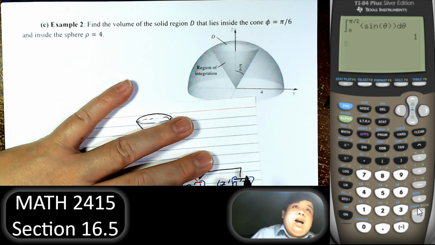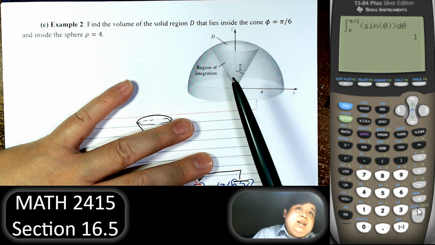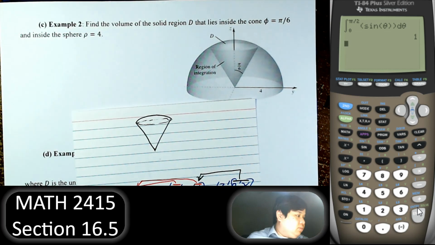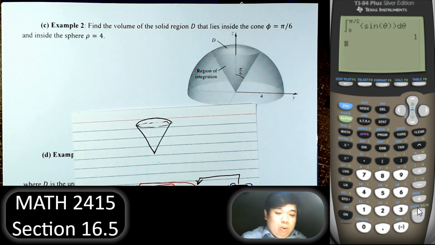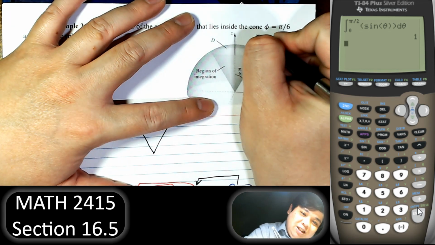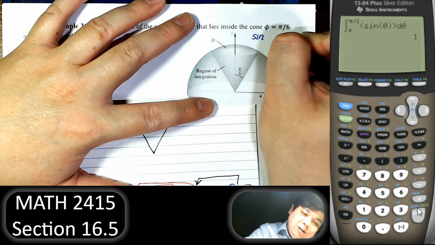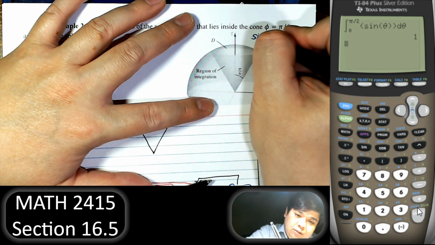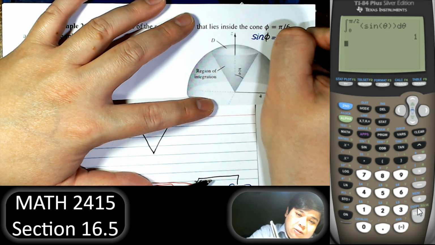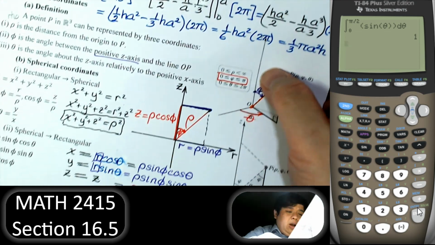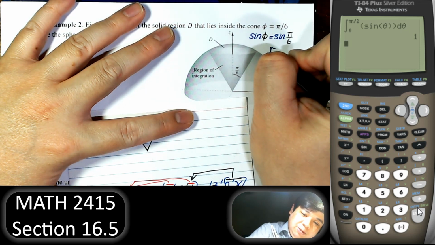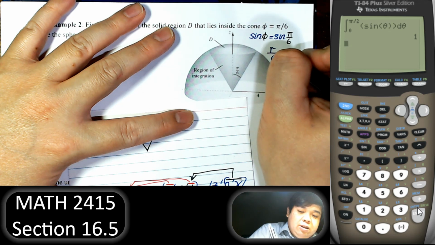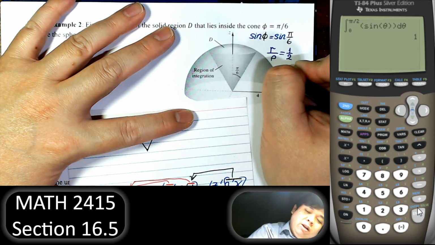If that is the case, we can take, let's say, sine on both sides, because in spherical coordinates, sine is r over rho. Sine of pi over 6 is 1/2. Multiplying by rho, we have rho equal to 2r.